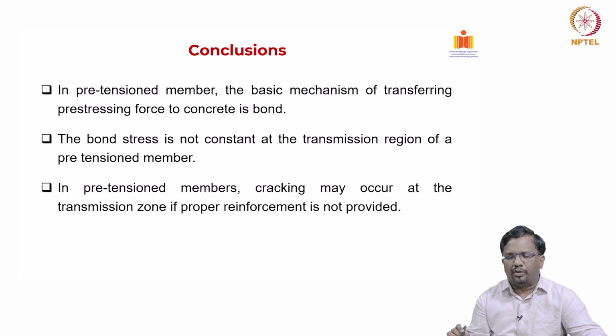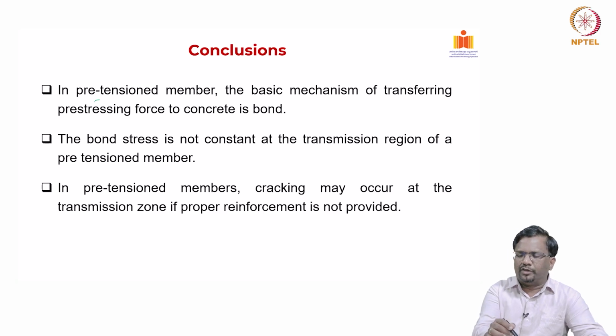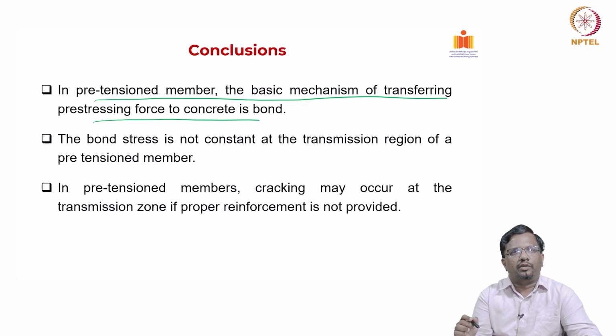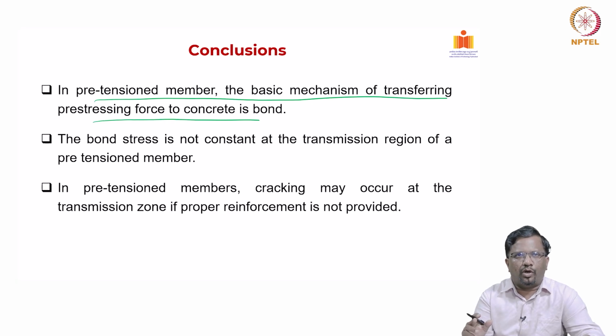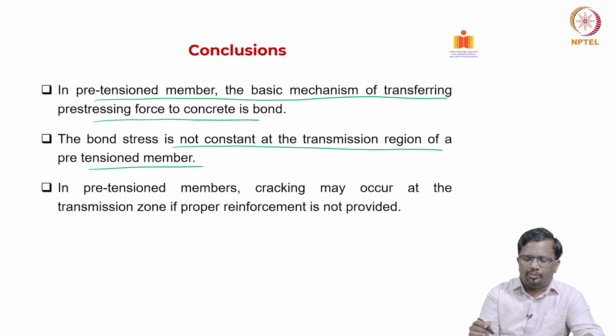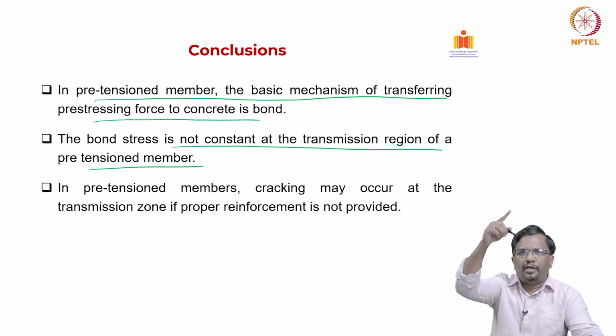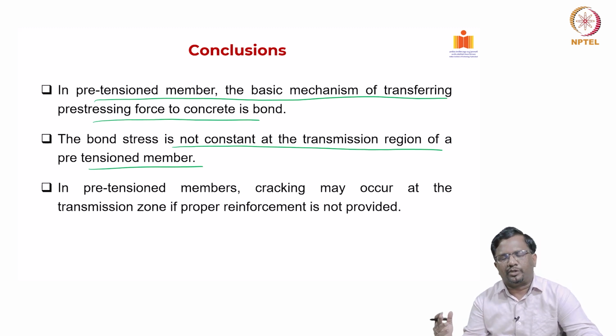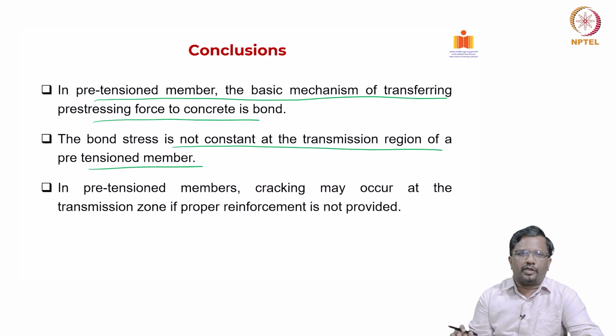Okay. So, let us conclude now what we have discussed in this lecture. In pretension member, we have discussed the basic mechanism of transferring forces to the concrete, which is through only bond, okay, and bond stress is not constant in the transmission region of the pretension member. We have seen that it is very high and then it dies down, and we have two types of bond, right. We talked about transfer bond, and then the next one is basically the flexural bond.